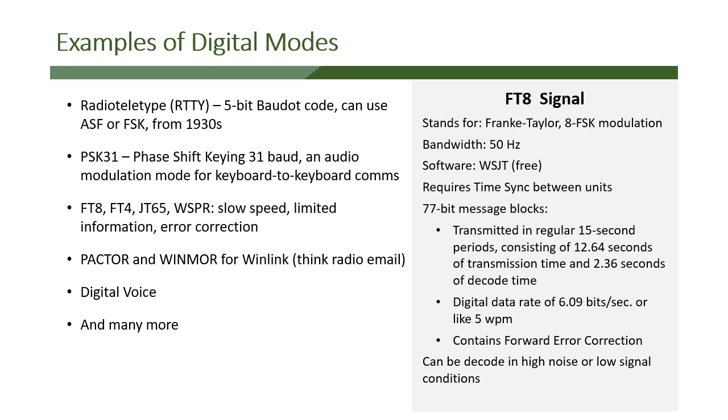So let's look at a signal like FT8, and that stands for the Franke-Taylor 8 frequency shift keying modulation. It's got a bandwidth of 50 hertz. That's a very small bandwidth. So think about putting 25 or 35 watts into that bandwidth. It has a very, very strong power density. The software to decode it is WSJT. Now it's called WSJT-X. It's free.